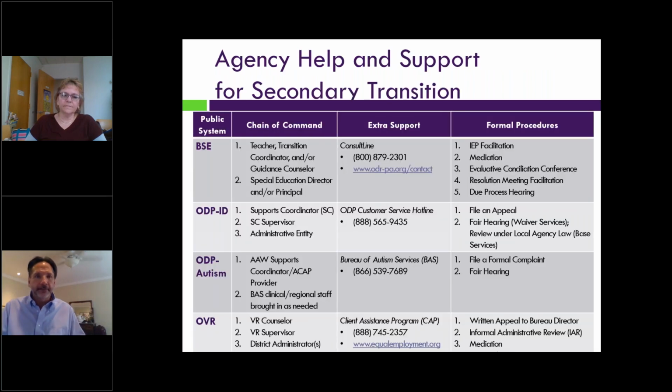And on this next slide, we broke down a little bit, we're calling it the chain of command, but basically looking at, in the education system, under special education, you have in the schools teachers, transition coordinators, or guidance counselors that help support transition. And then you usually have the special education director and/or a principal.